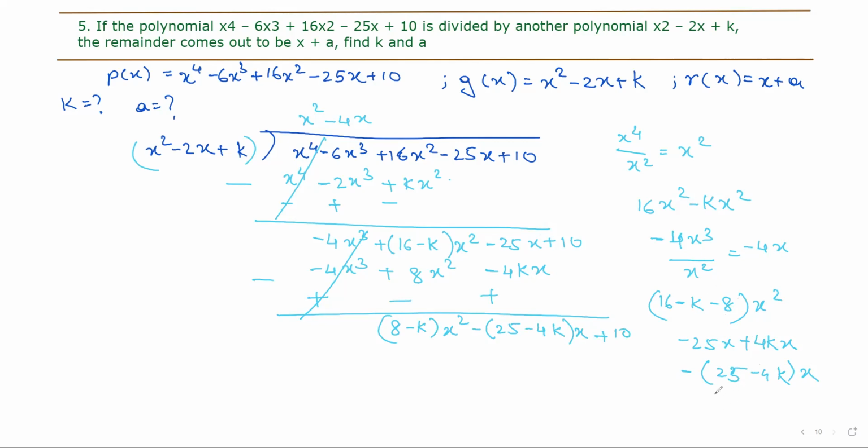Now, dividing again 8 minus k x squared by x squared. X squared gets cancelled. We're left with plus 8 minus k. Multiplying 8 minus k with this, you get 8 minus k into x squared, 8 minus k into minus 2x is minus 2 into 8 minus k into x, and 8 minus k into k is plus k into 8 minus k.